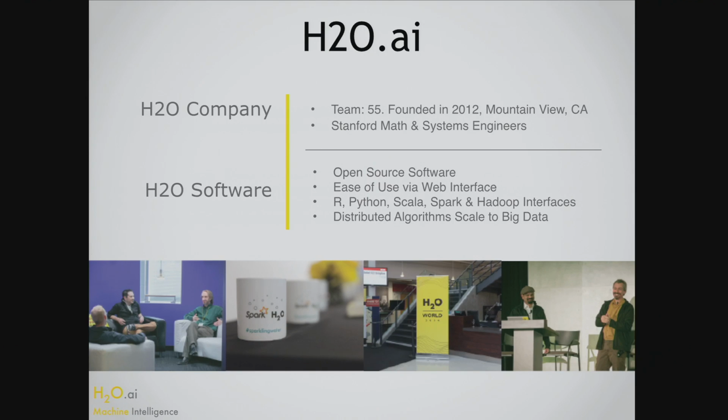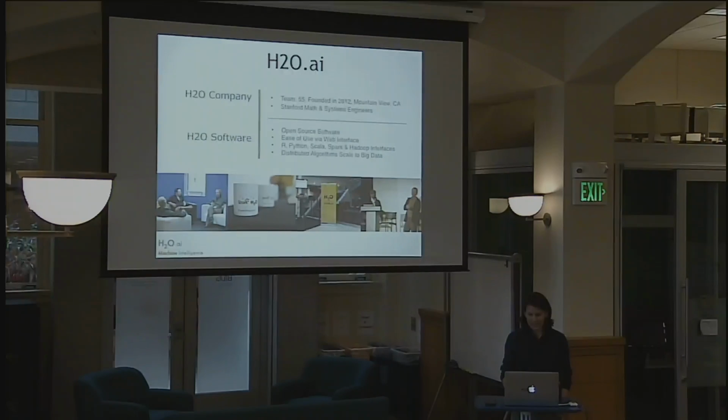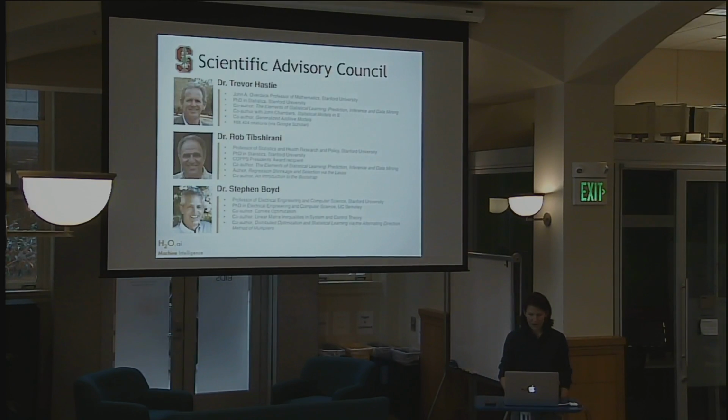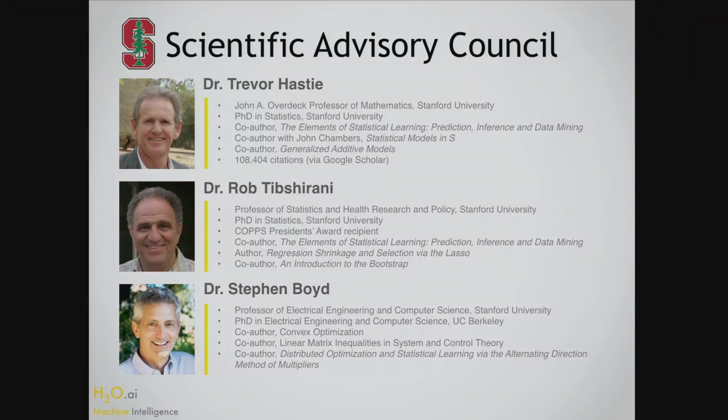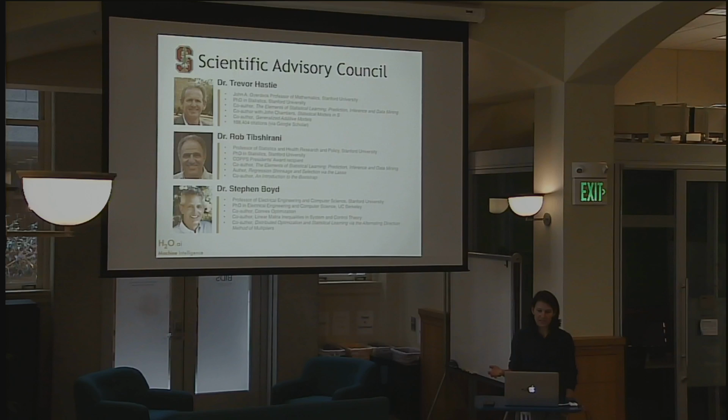So yeah, H2O is the name of a company. It's also the name of the software. And I'll say more about the software on the next slides. Oh, and then I wanted to mention that we have this Scientific Advisory Council. They are from Stanford, so that's a little controversial. But if you're a machine learning person, you could probably move beyond that, because Trevor Hastie and Rob Tibshirani are both very well known in the machine learning community, and Stephen Boyd is there. So they're both more on the statistician side of things. Stephen Boyd is more on the CS side of things, but he's also a big optimization and machine learning guy. So anyway, these are the people that we work with, and a lot of the algorithms that we have are algorithms that they came up with, and they helped us figure out how to implement in a distributed fashion.